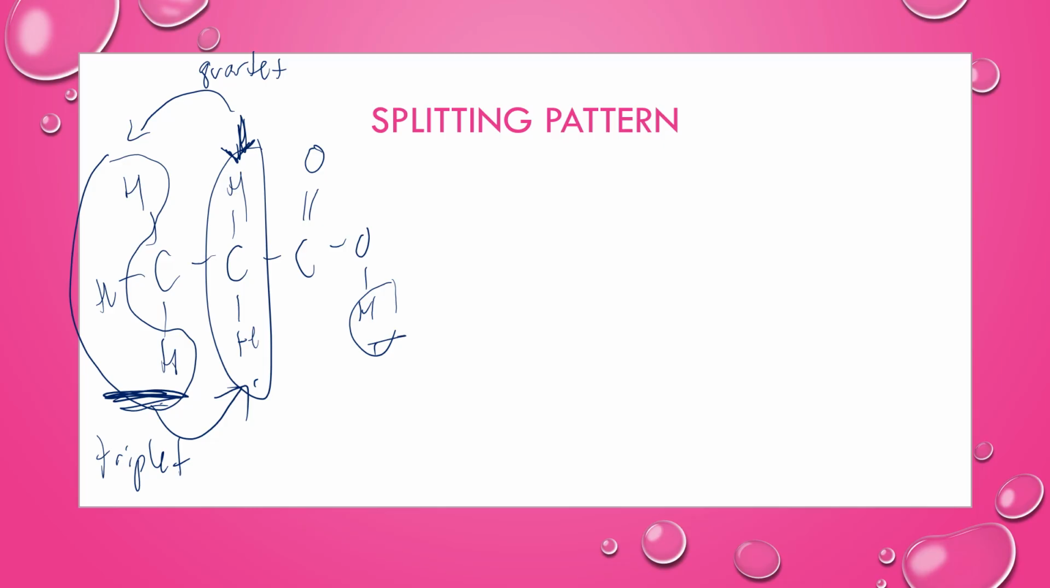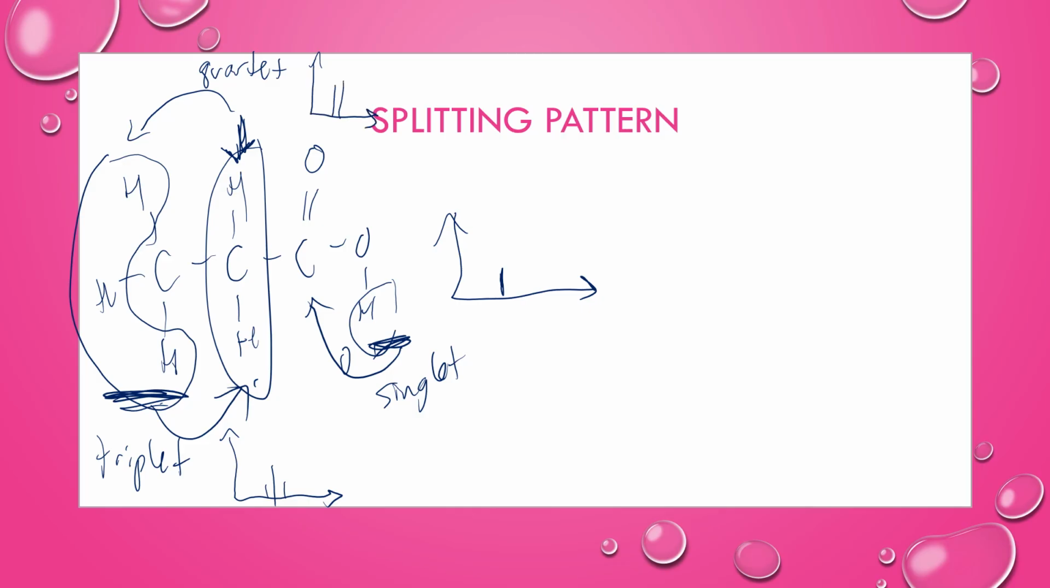And this hydrogen is next to a carbon with 0 hydrogens. 0 plus 1 is 1, so that makes a singlet. So what that looks like on the graph is the singlet will just look like a single line. The triplet will look like 3. And the quartet will look like 4. Kind of like that. And again, it tells you how many hydrogens are next to it if you subtract one line.